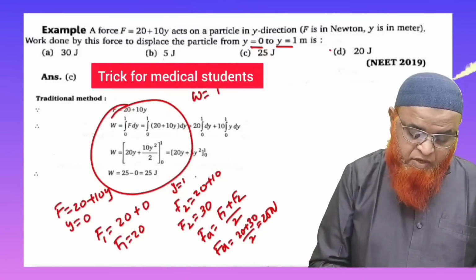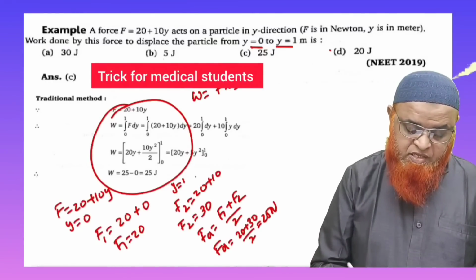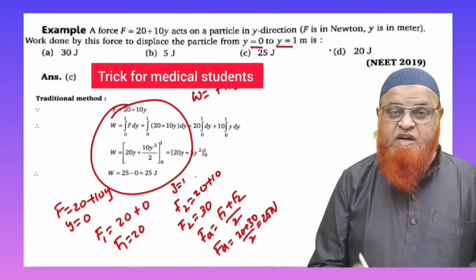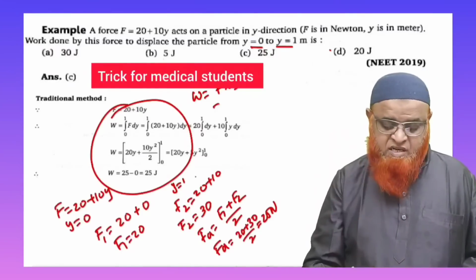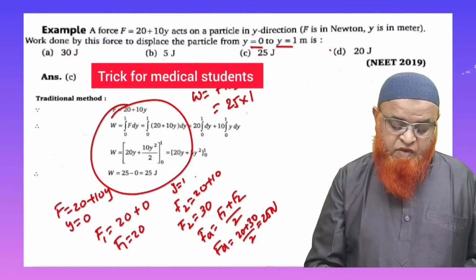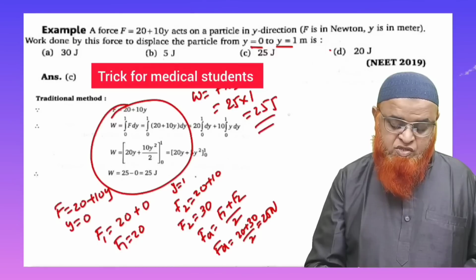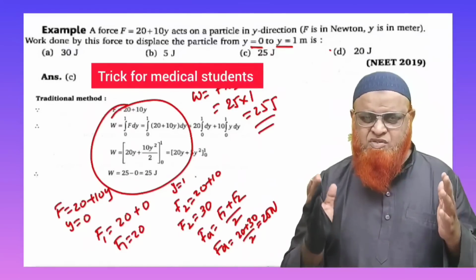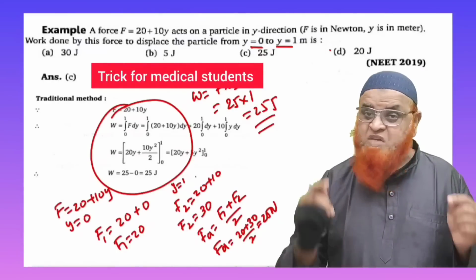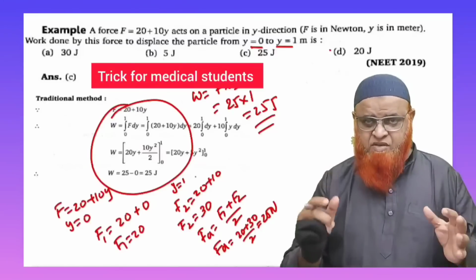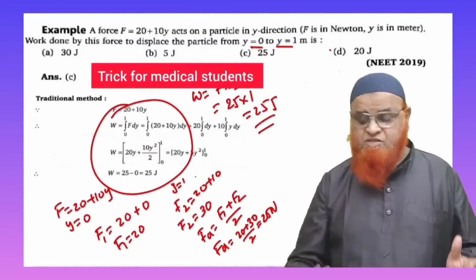So work done, W is nothing but force into displacement. And you know that displacement is 0 to 1, that means 1 meter is the displacement here. Therefore 25 into 1 is nothing but 25 joules. So this is a method which can be used to solve the problems for BC students when they are not aware of integration and differentiation.